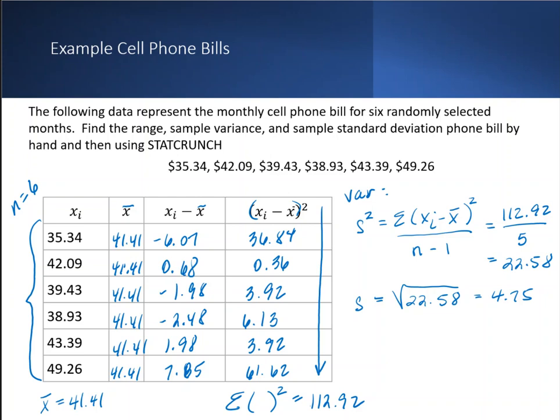$4.75. The last thing we were asked to find is the range. Now the range is going to be the largest number in the data set, which ends up being $49.26, minus the smallest cell phone bill, which is $35.34. And we take the difference there and we find out that that's $13.92. So we can find the variance, the standard deviation, as well as the range for this data set by hand. Let's also make sure that we know how to do this using StatCrunch.